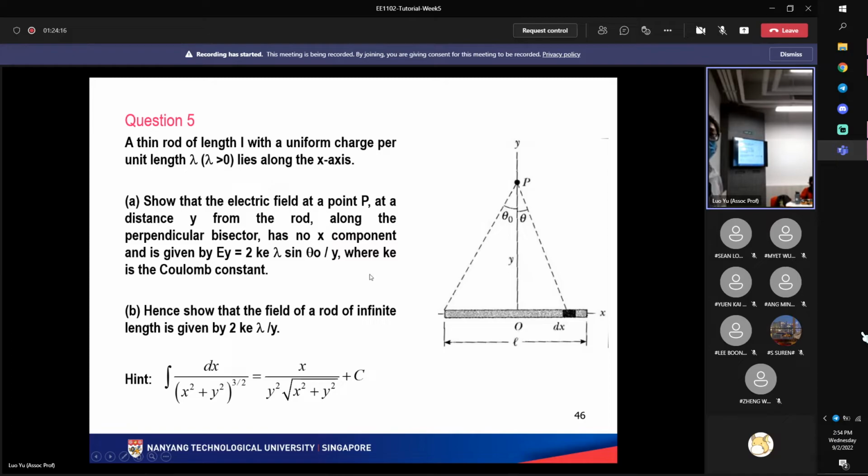So now I will use this example to end the class. I have a charge uniformly distributed across this finite rod. At the bisector, I want you to show that the x component is 0, while the y component is given by this equation. Then I want you to show that when the rod changes from finite to infinite, the total field here will be given by this equation, 2 ke lambda divided by y. So here I also give you some important equations for you to use.